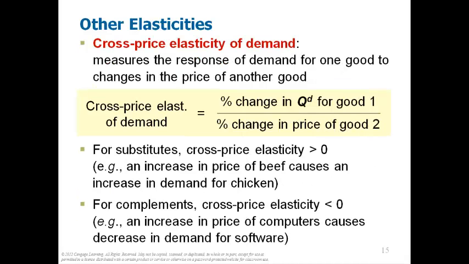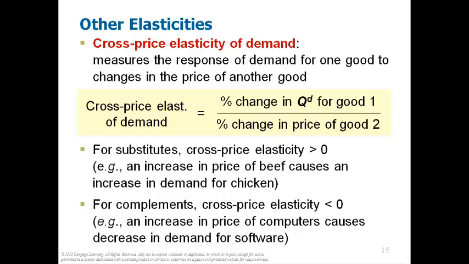It's negative. And finally, you can look at cross-price elasticities of demand, which just measures the response of demand for one good to changes in the price of another good. So the cross-price elasticity of demand for two goods is equal to the percentage change in quantity demanded for the first good divided by the percentage change in the price of the second good. So now we're looking at the price of related goods. And again, this is just a more technical way of looking at substitutes and complements.